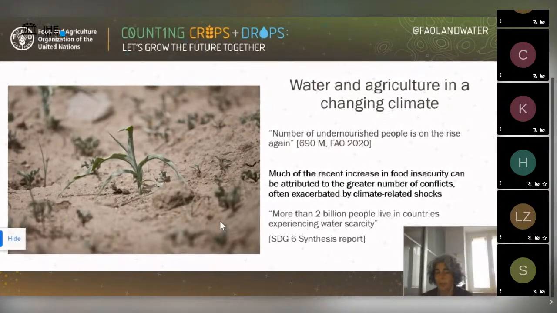On one hand, of course, agriculture is the main water using sector. It accounts for about 70% of freshwater withdrawals. And on the other hand, water is key in agriculture to build farming systems that can survive better, that can be resilient to these climate shocks. So in a nutshell, we need to use water in agriculture in smarter ways. And I think that's why we're here today.